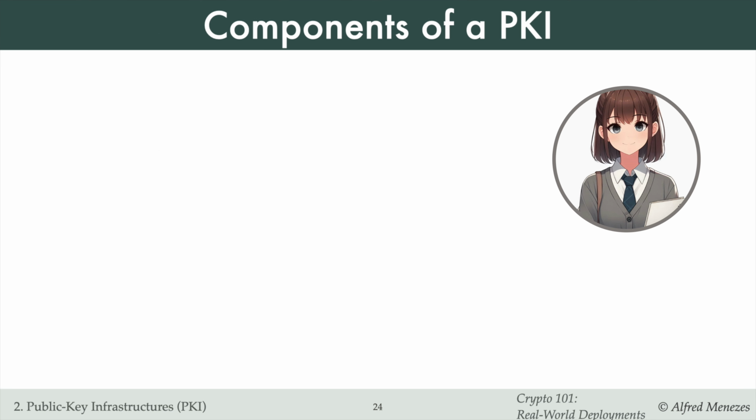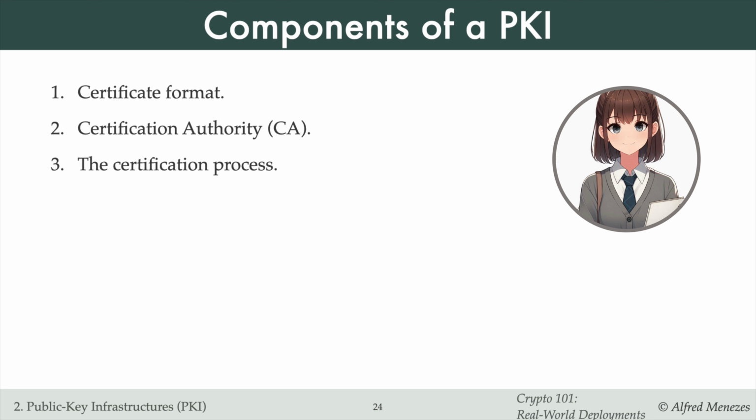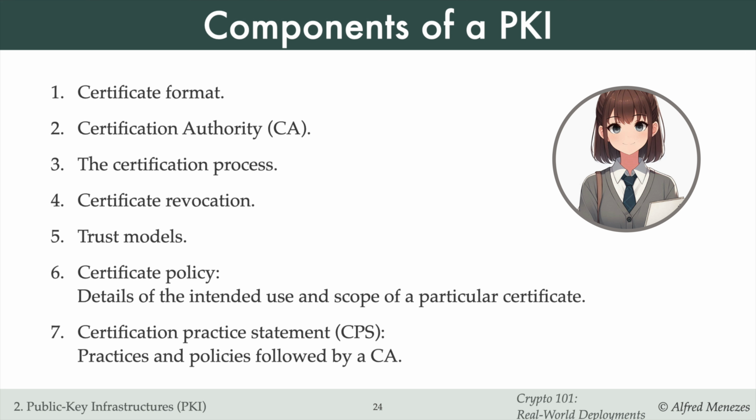A public key infrastructure consists of several components. The most important ones are certificate format, certification authority, certification process, mechanism for certificate revocation, trust model, certificate policy, and certification practice statement. We'll explore the first 5 components in this video. An example of a certification practice statement will be given in the next video.